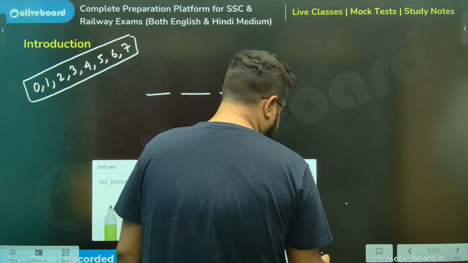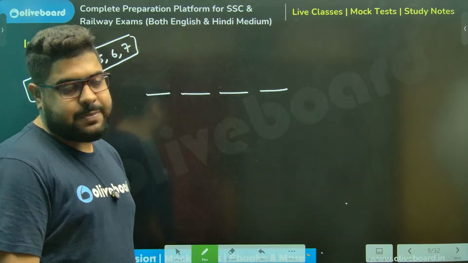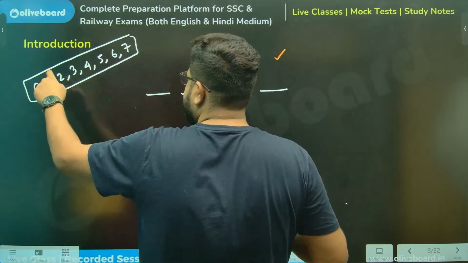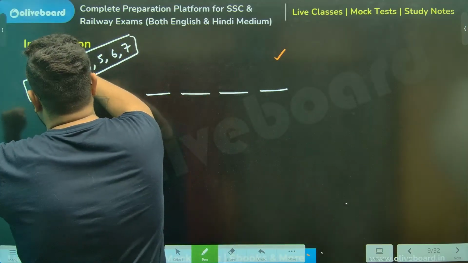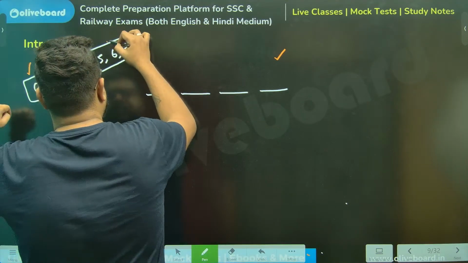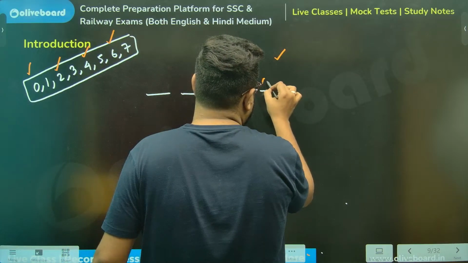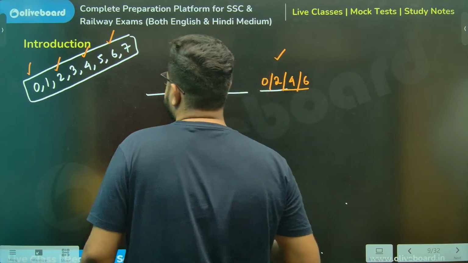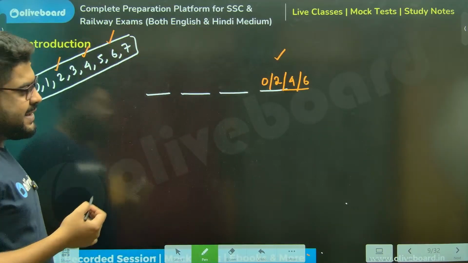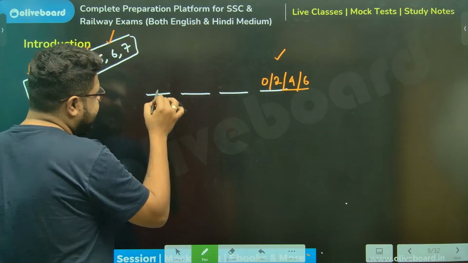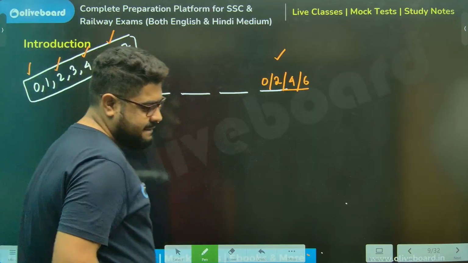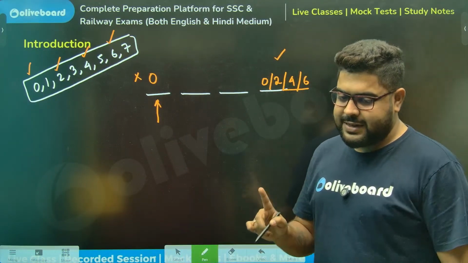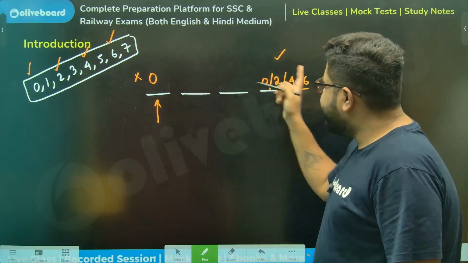Look at the problem. What is the problem in this question? Understand that properly. Sir, what numbers can come at the end? 0 can come, 2 can come, 4 can come, 6 can come. But there is a condition at the other end as well: 0 cannot come at the front. Please understand, there is a condition at both ends.